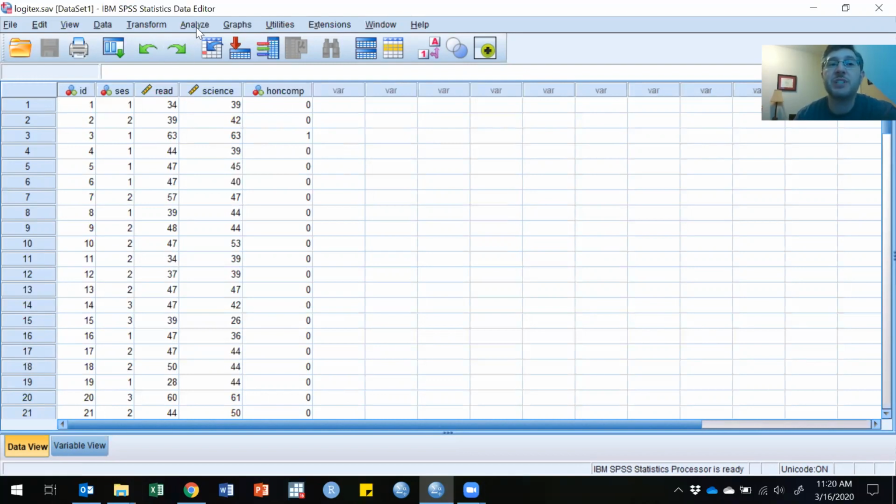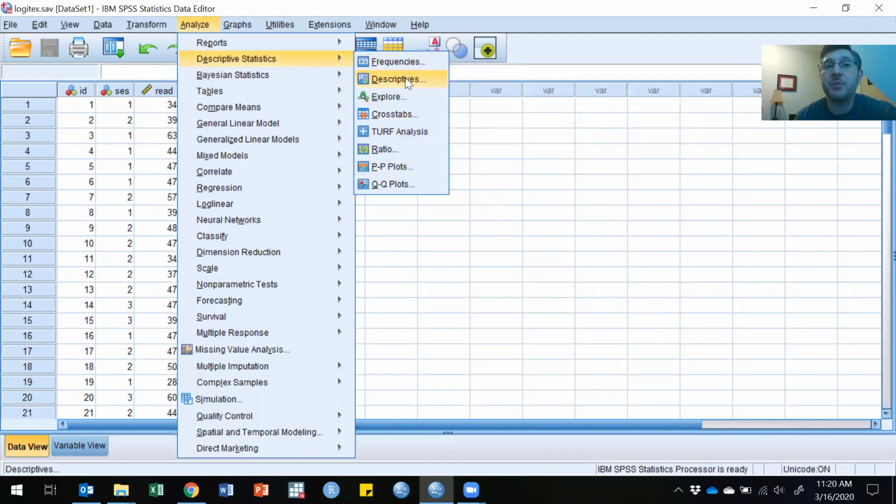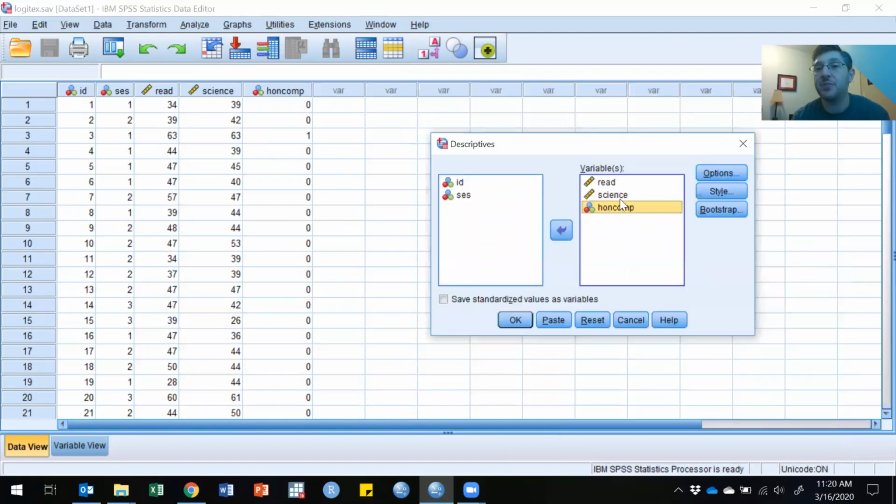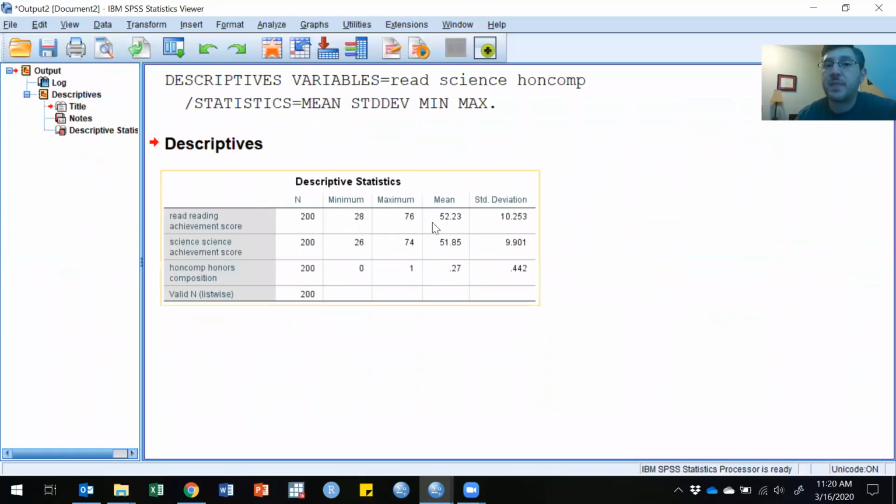We could just run some descriptive statistics on our variables if we were interested. We can see the proportion who are in honors composition and the average reading and science scores. So you can get an idea of how these scores range. The average reading and science score was about 50. Their standard deviations are both about 10. And roughly 27% of our sample are in the honors composition course.